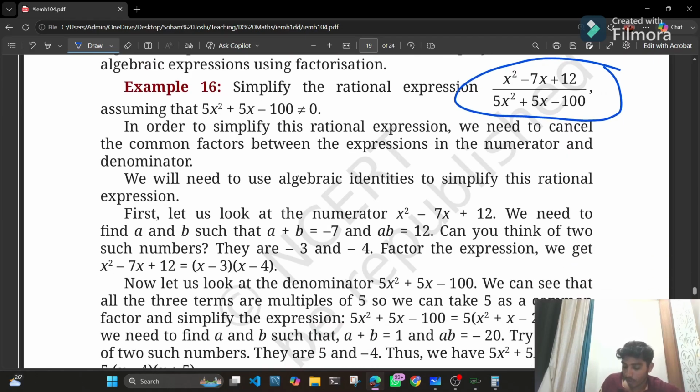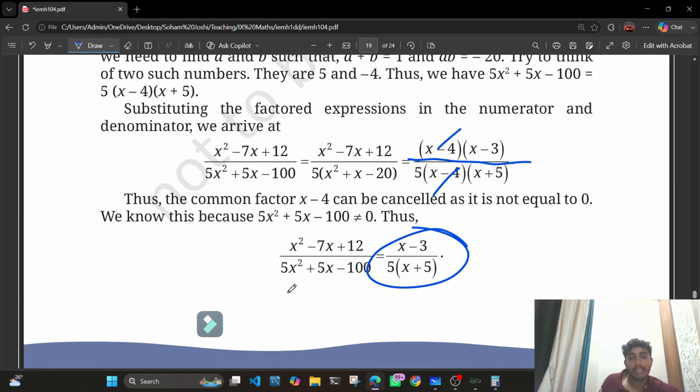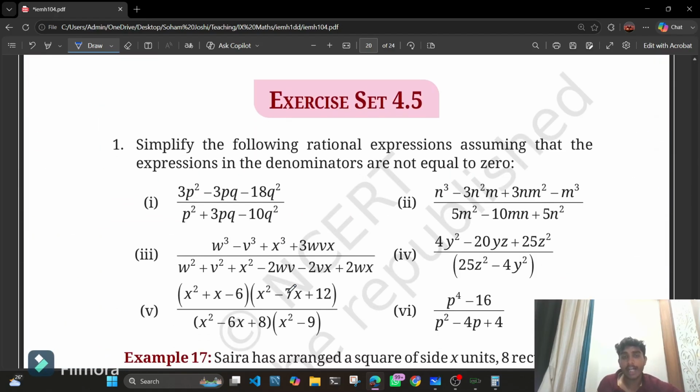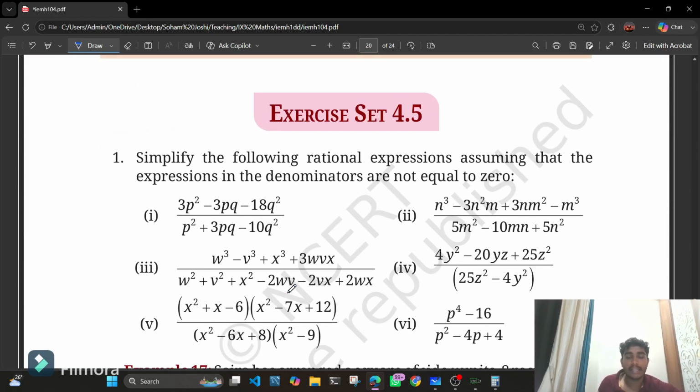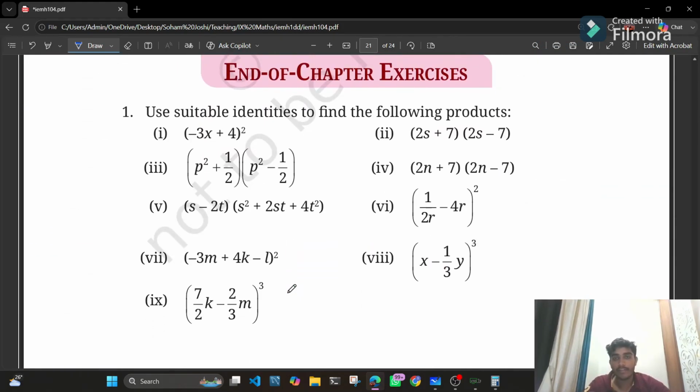Earlier it was very big and it was also in the form of quadratic. Now it has become a linear expression. I hope this is understood. The next exercise is on that only, exercise 4.5. And I think we are done with the chapter.